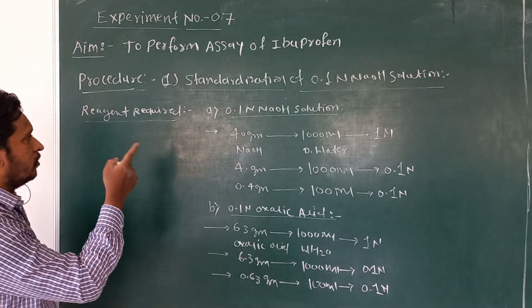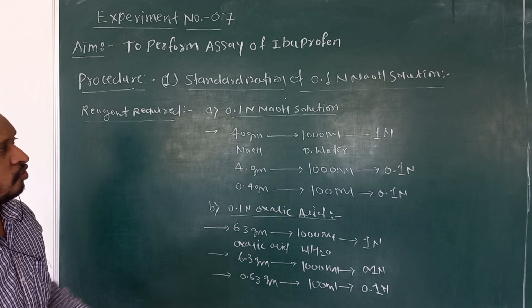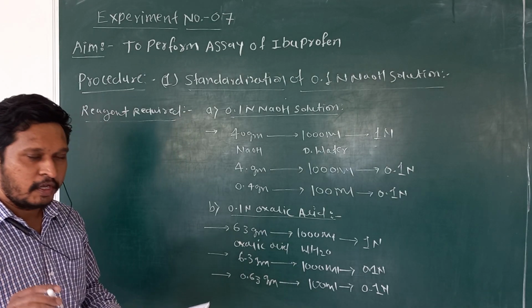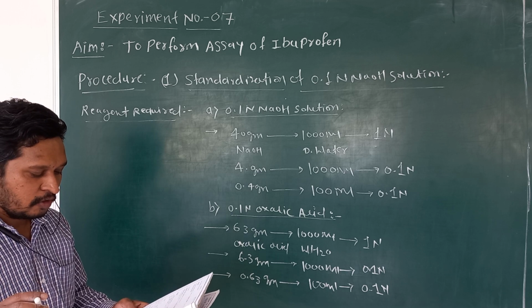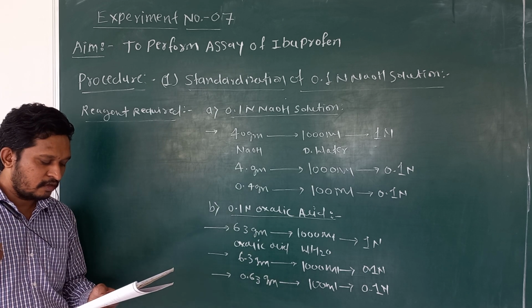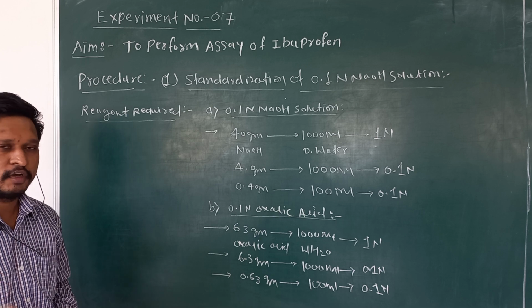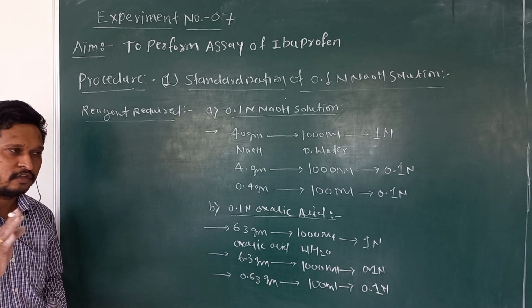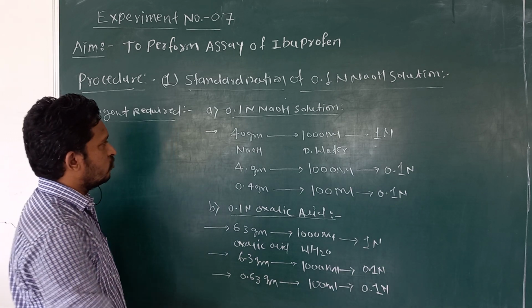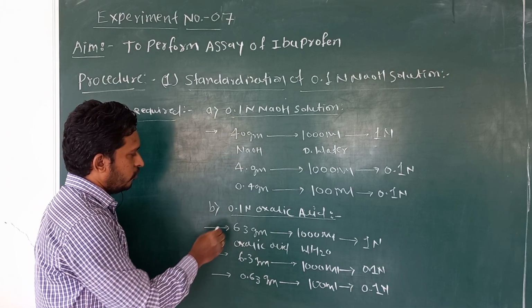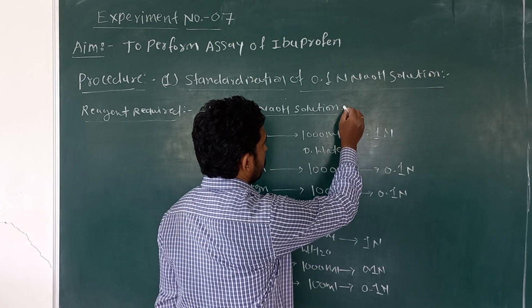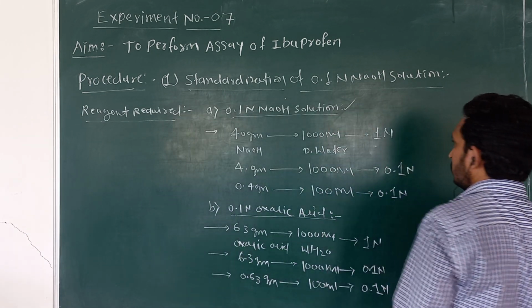In the procedure of standardization of 0.1 normal NaOH solution, first of all, we have to standardize the sodium hydroxide solution by using 10 ml of 0.1 normal oxalic acid and phenolphthalein indicator. Then you have to titrate with the sodium hydroxide solution until you get a faint pink color. So this is the standardization of the NaOH solution. For this, we require 0.1 normal NaOH solution and also 0.1 normal oxalic acid. First, let us see how the 0.1 normal NaOH solution is prepared.